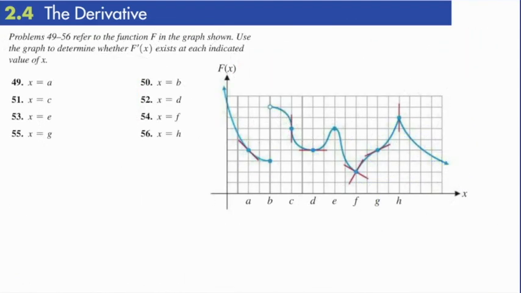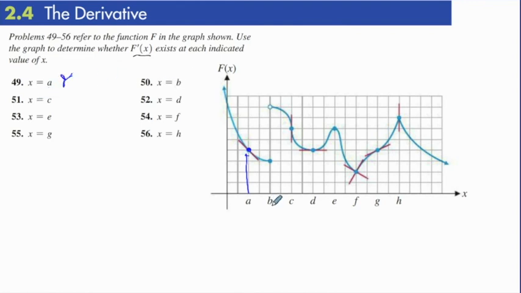Here's another problem from the exercise section, and it says, refer to the graph of the function f as shown, and use the graph to determine whether f prime exists at each indicated value of x. So number 49, we find a, and we come up here and we say there's a solid point, so there's no hole, it's continuous, and the tangent lines have a smooth transition on both sides of that point, so we say yes, it exists at x equals a.